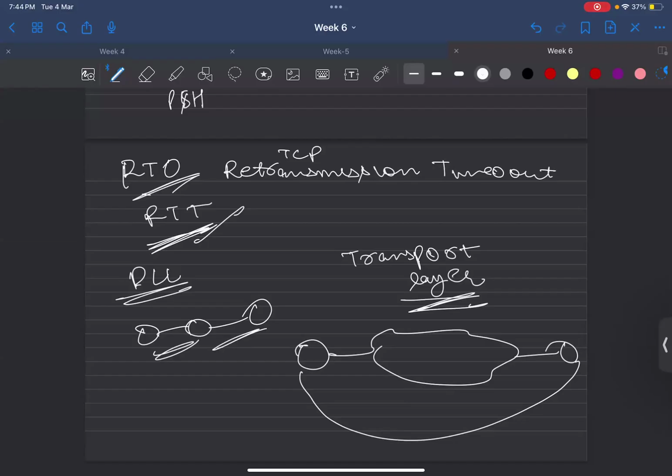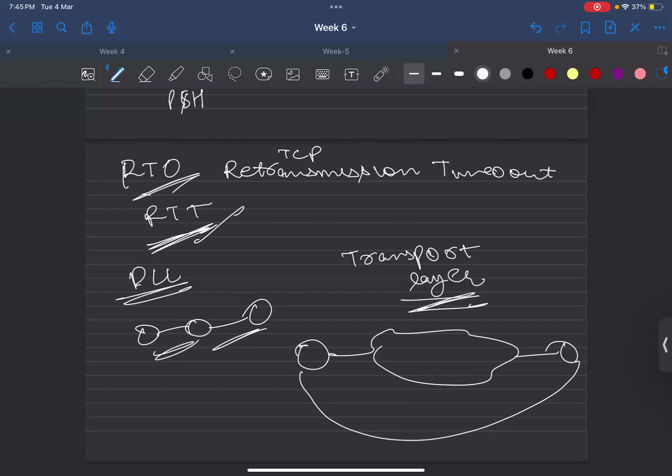Yes, ma'am. Can you tell me? Ma'am, round trip time is when the sender is sending data and getting an acknowledgement back. The total time is the round trip time because it is kind of creating a loop for the sender.